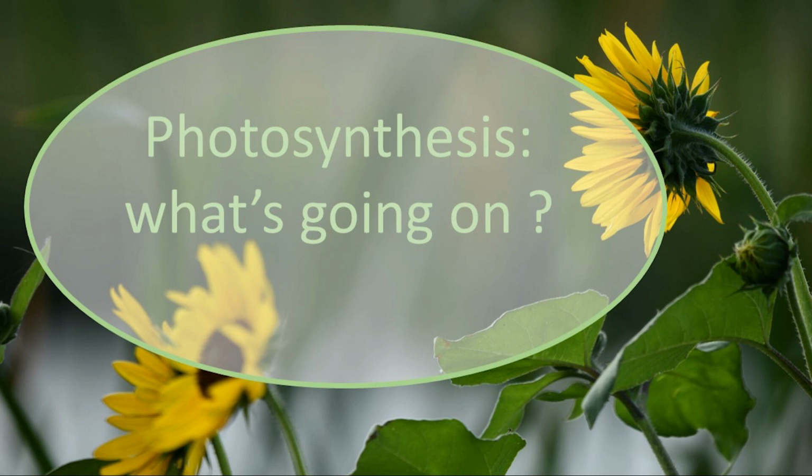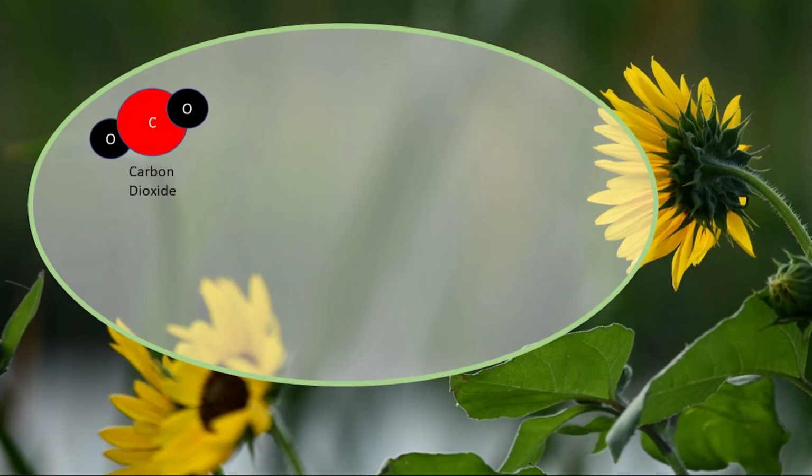Carbon dioxide is a gas that makes up part of our atmosphere. It's made of carbon and oxygen. Each molecule of carbon dioxide has one carbon atom and two oxygen atoms, which is why it's abbreviated CO2.